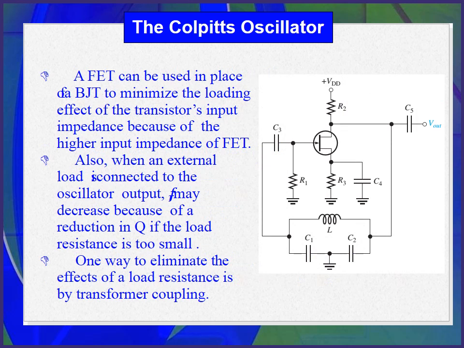So a FET can be used in place of a BJT to minimize the loading effect of the transistor input impedance. Recall that FETs have much higher input impedance than the BJT. Also, when an external load is connected to the oscillator output, resonant frequency may decrease because of a reduced Q. This happens if the load resistance is too small. In some cases, one way to eliminate the effect of load resistance is by transformer coupling, as indicated in the figure.